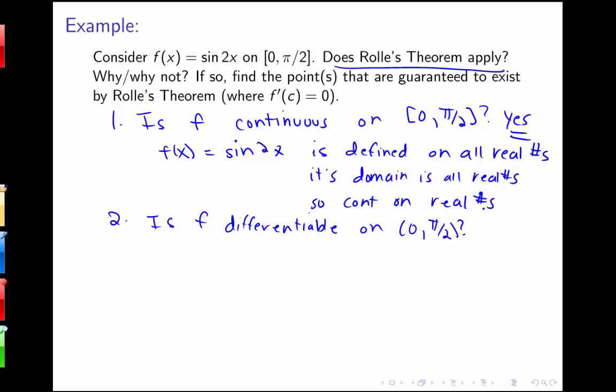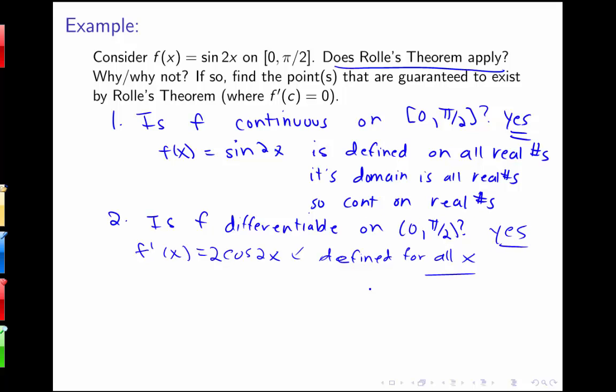So to think about whether it's differentiable, we'd want to think about the derivative. Now we have an idea that our trig functions are all differentiable, but sometimes we'll have to compute the derivative and look at the domain of our derivative. So f prime of x here would be cosine of 2x times 2. So 2 cosine 2x is certainly defined for all x. Okay, so our function is differentiable on the interval from 0 to pi halves.